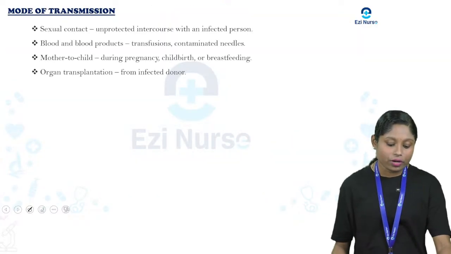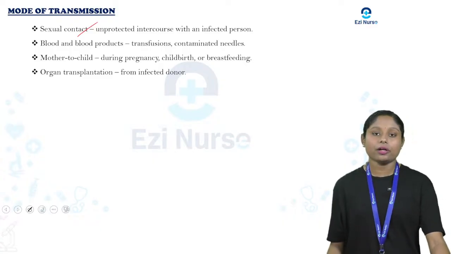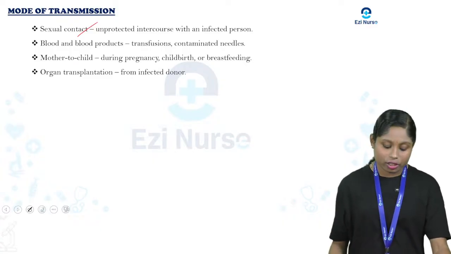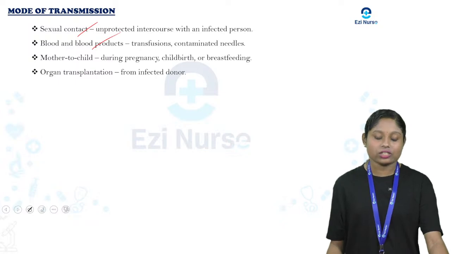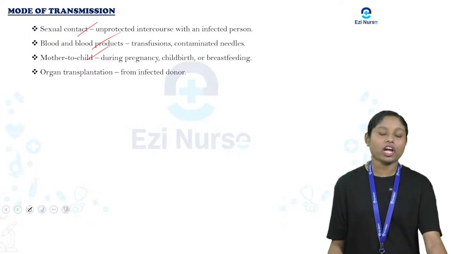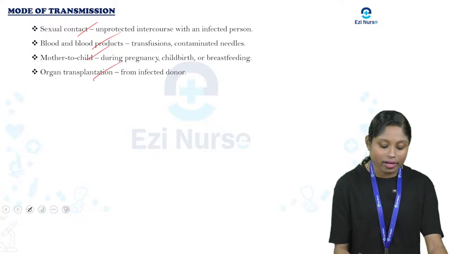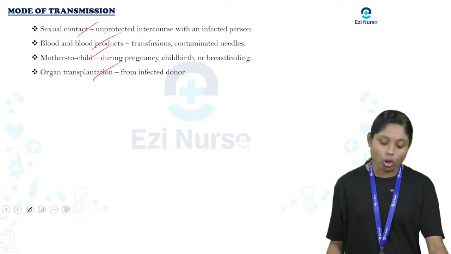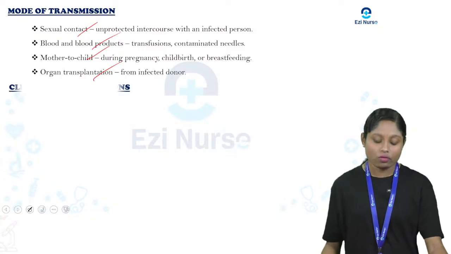So what is the mode of transmission? Sexual contact, unprotected intercourse with an infected person, blood and blood products, transfusion, contaminated needles, mother to child during pregnancy, childbirth or breastfeeding, and organ transplantation from an infected donor. So these are the modes of transmission of HIV or AIDS.